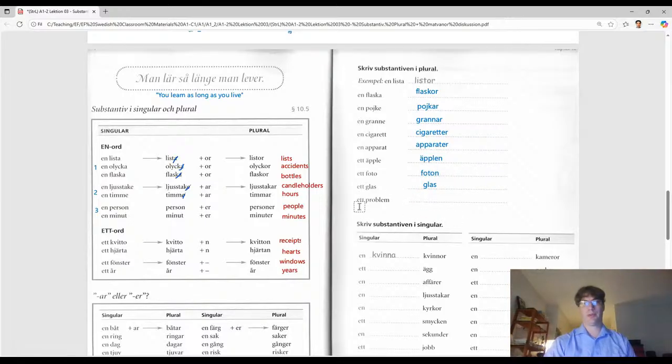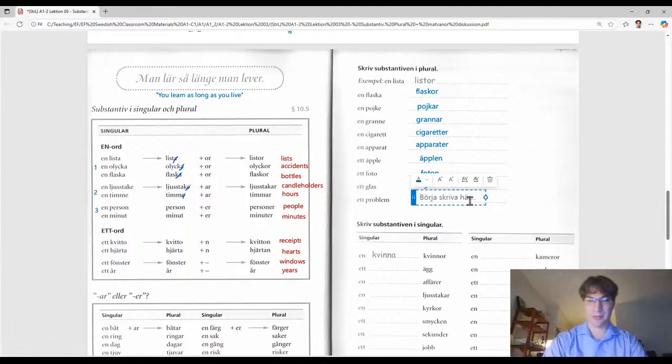And then we have the problem. Also ends on a consonant. So that means same thing. One problem is equally problematic as many problems. Ett problem, många problem. Same thing. Nafsashi, as they say in Arabic.